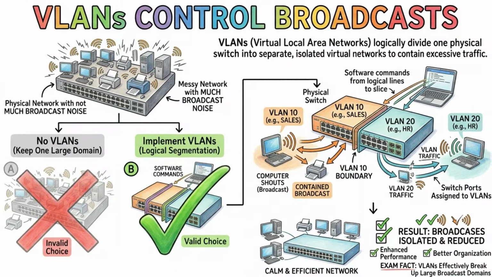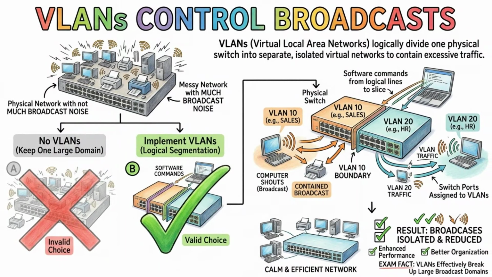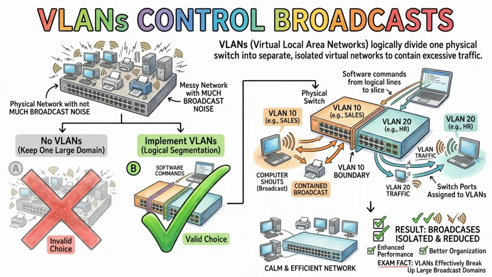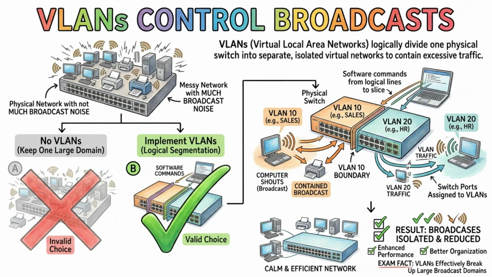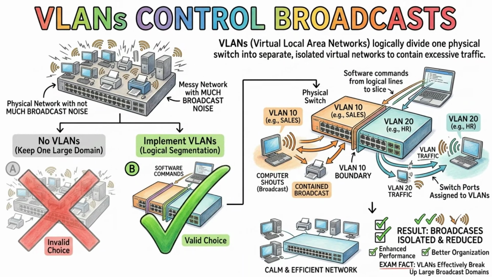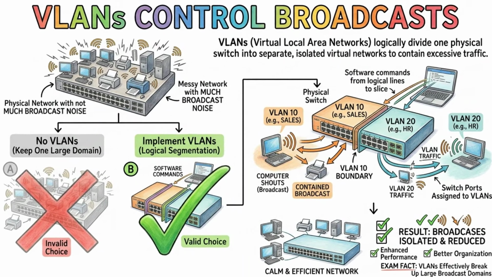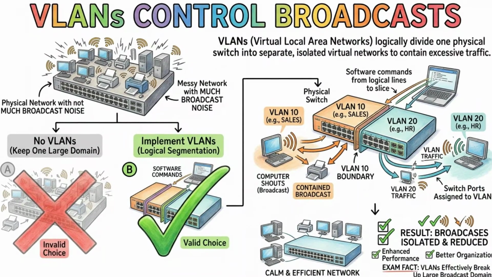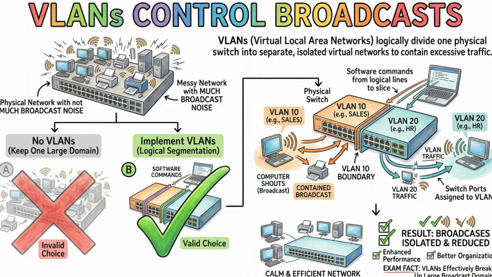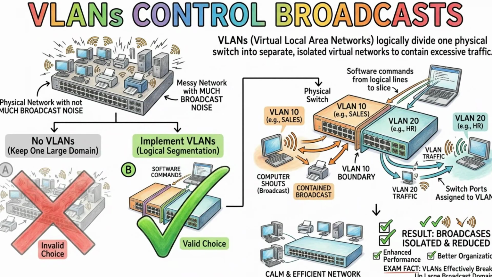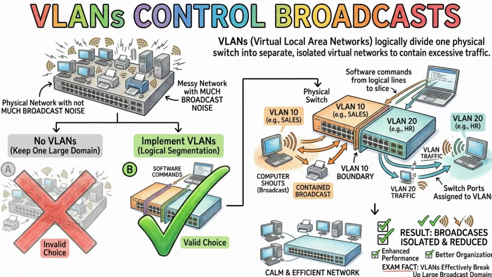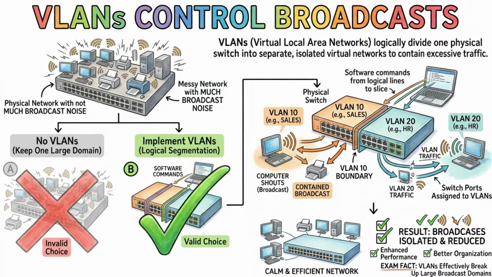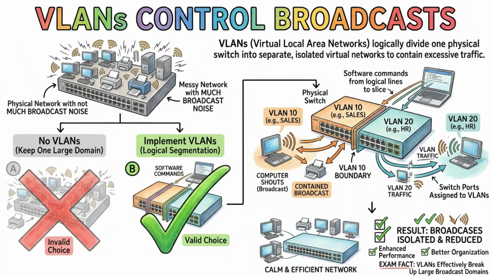The ultimate solution to controlling broadcast noise is an incredible technology called a virtual local area network, universally known as a VLAN. A VLAN allows network engineers to take one large physical switch and logically slice it into multiple smaller virtual switches using only software commands. When you assign different switch ports to different VLANs, you create strict, invisible boundaries that prevent broadcast traffic from crossing over. A computer shouting for a printer in VLAN 10 will never be heard by a computer sitting in VLAN 20, even if they are physically plugged into the exact same switch.